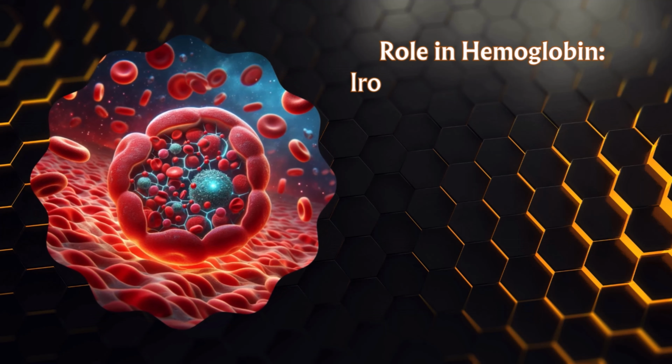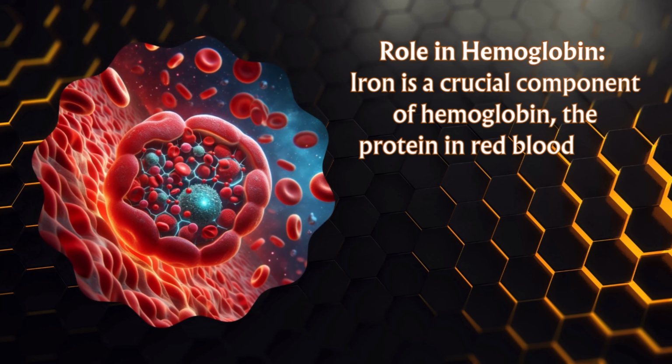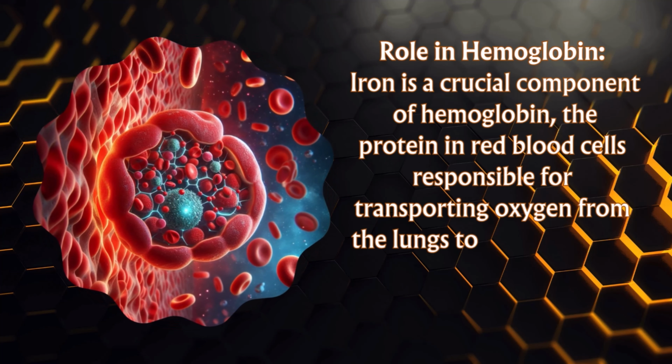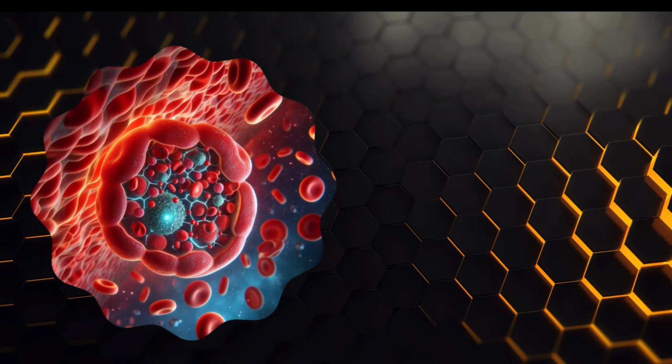Role in hemoglobin. Iron is a crucial component of hemoglobin, the protein in red blood cells responsible for transporting oxygen from the lungs to the rest of the body. It gives blood its red color.